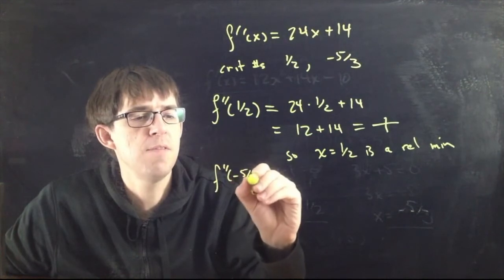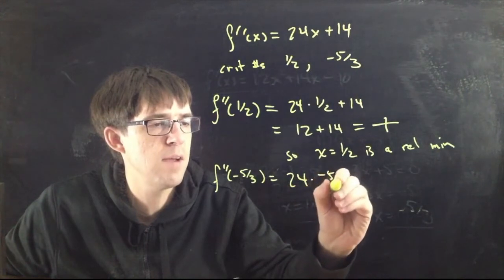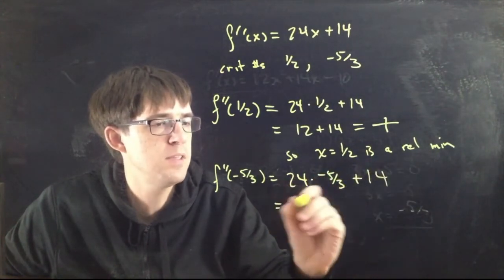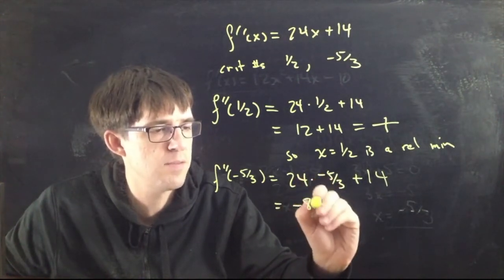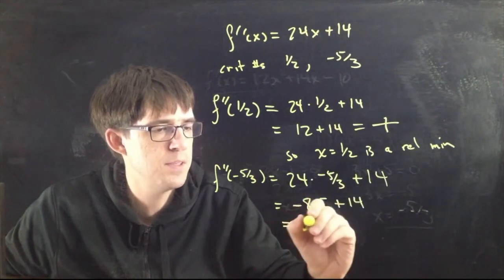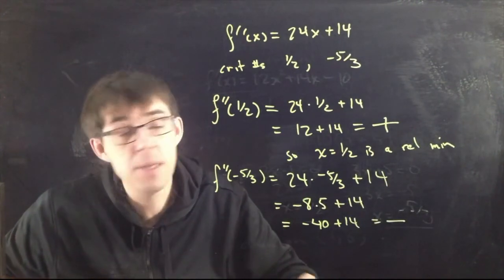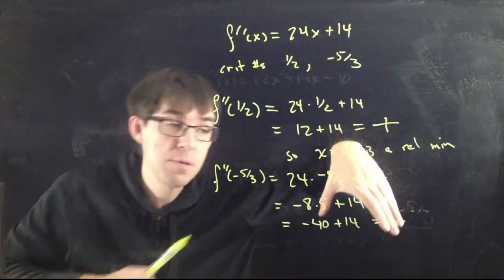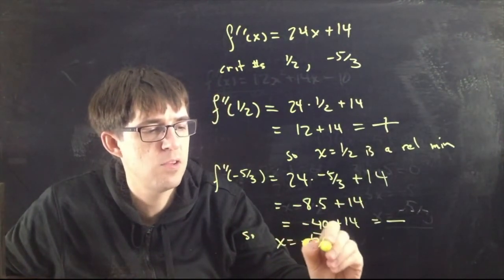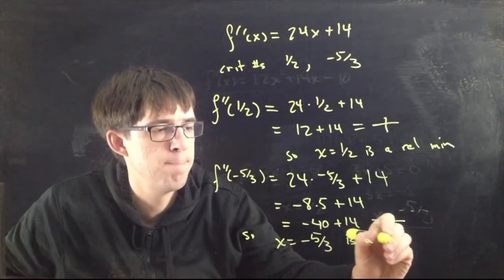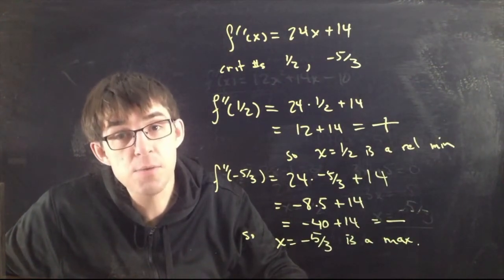f double prime of negative 5/3. Plug that into the second derivative. 24 times negative 5/3 plus 14. Simplify the fractions: 24 divided by 3 is 8. So this is negative 8 times 5, plus 14. This is negative 40 plus 14. This is negative, and that means this thing is concave down. It looks like that, which means my point is at the top. So x equals minus 5/3 is a relative maximum. That's how we do the second derivative test.